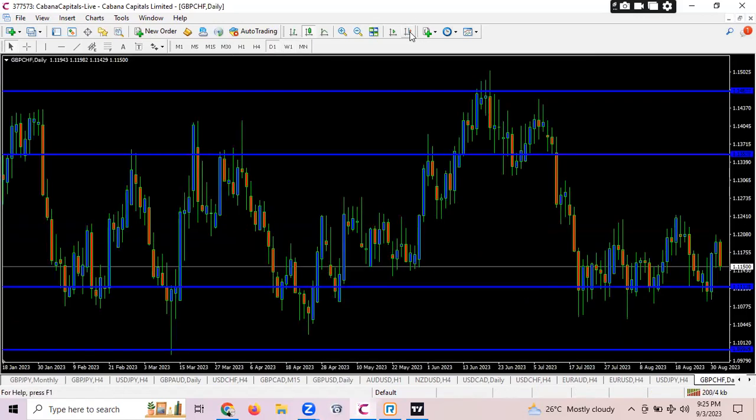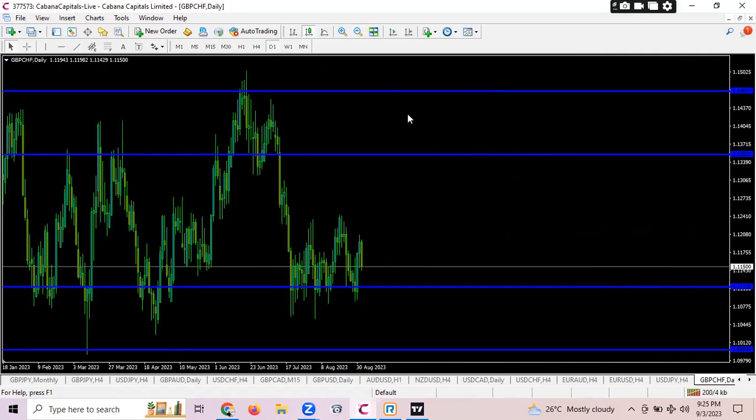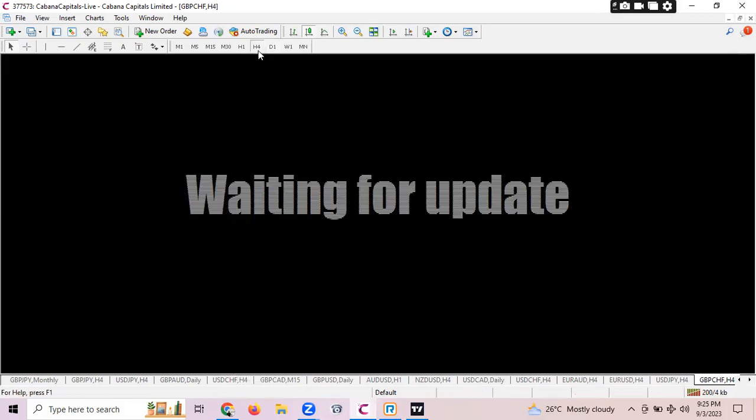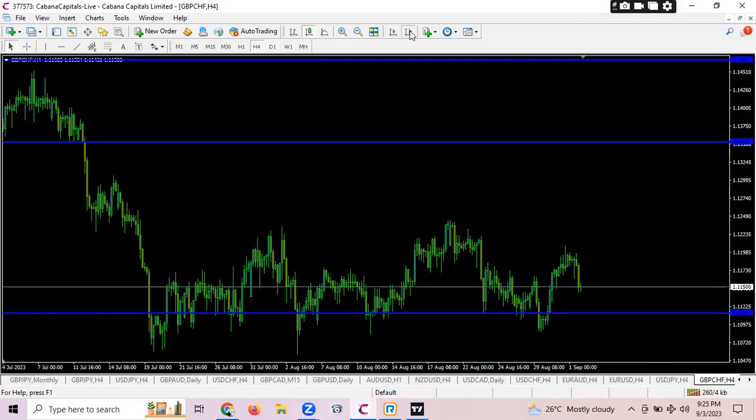I can't say it's bullish or bearish at the moment. It is neither bullish nor bearish. You can see it on daily that it has been in a range since October 14th, 2022. Let's see what we have on 4 hour.